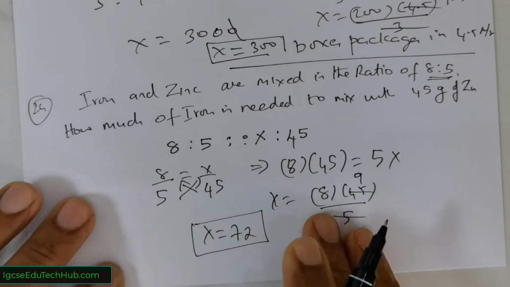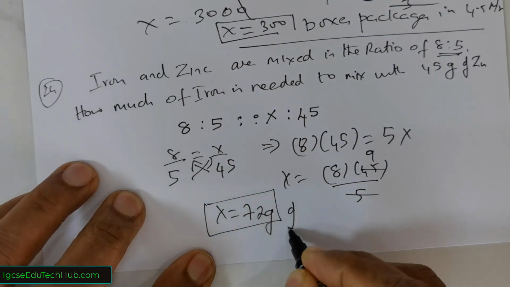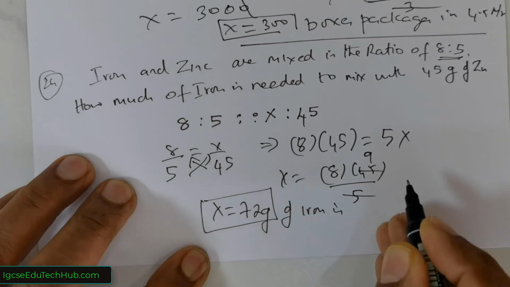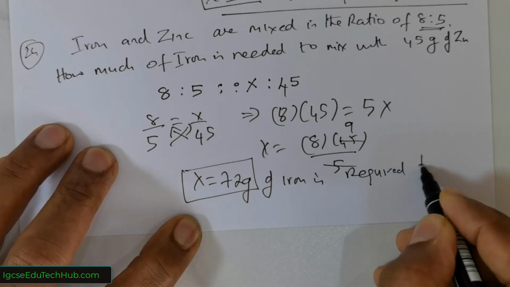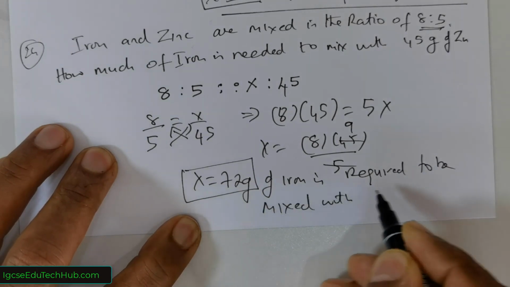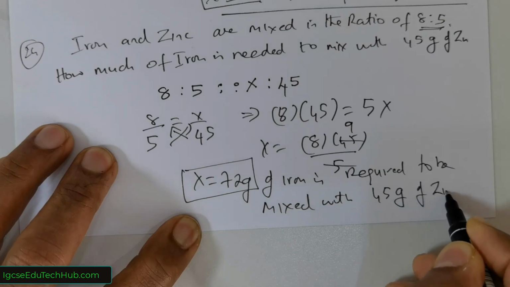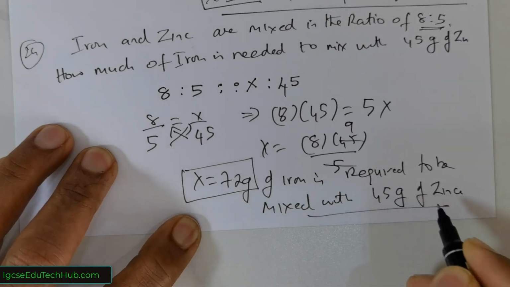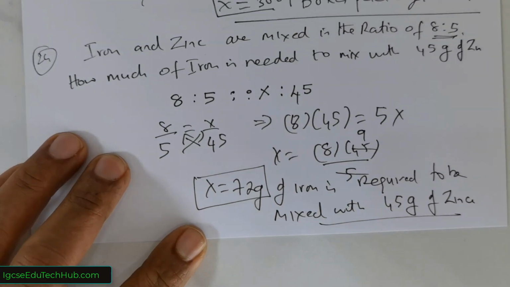Now what is the meaning of this? This means 72 grams of iron is required to be mixed with 45 grams of zinc. Okay, so that is the conclusion for this particular question. We move on to the next one.